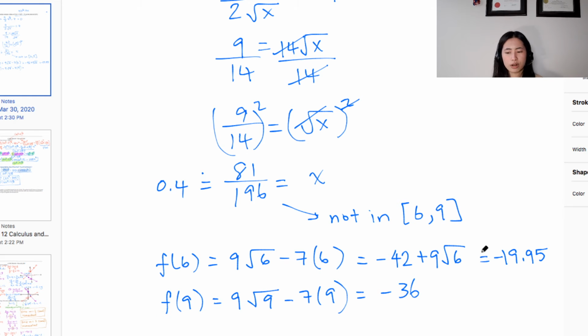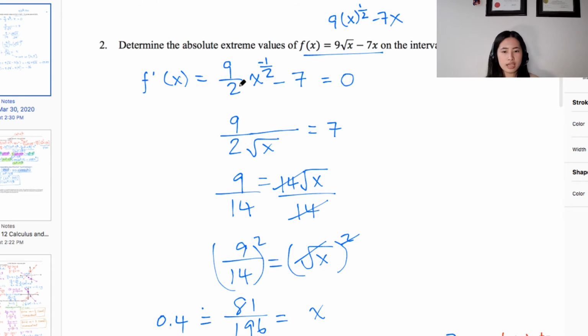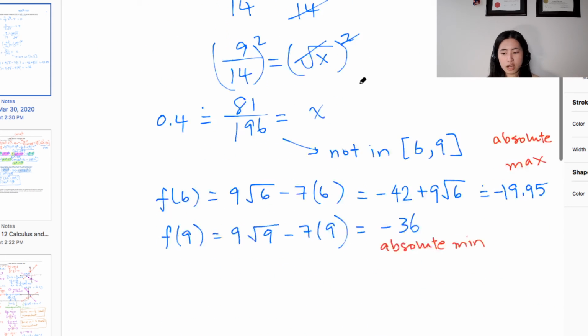So as you can see right off the bat, we know that this is the lowest value, therefore this will be your absolute min, and your absolute max is this. Okay, great. So going back to the question: determine the absolute extreme values of f of x on the interval 6 comma 9.